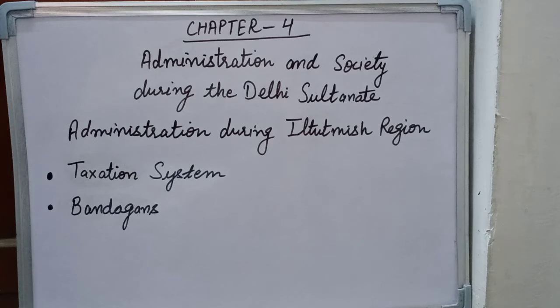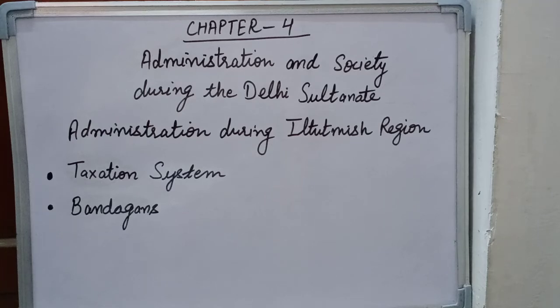We have already read in the last chapter that Iltutmish developed a land revenue system in which the entire Sultanate was divided into smaller regions called iktas. These iktas were given to Turkish nobles, who were known as iktadars. The iktadars were responsible for maintaining law and order in the iktas, that is, in their particular region, as well as for collecting revenue. They had to collect tax from the land which was allotted to them.